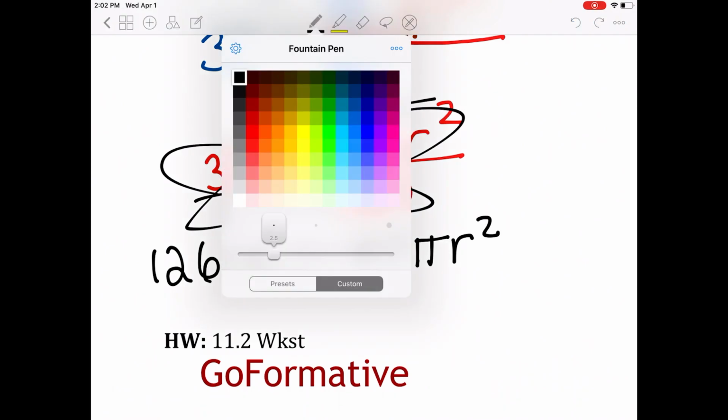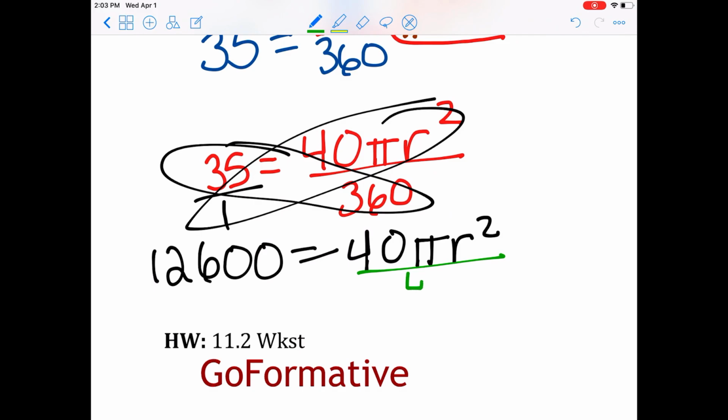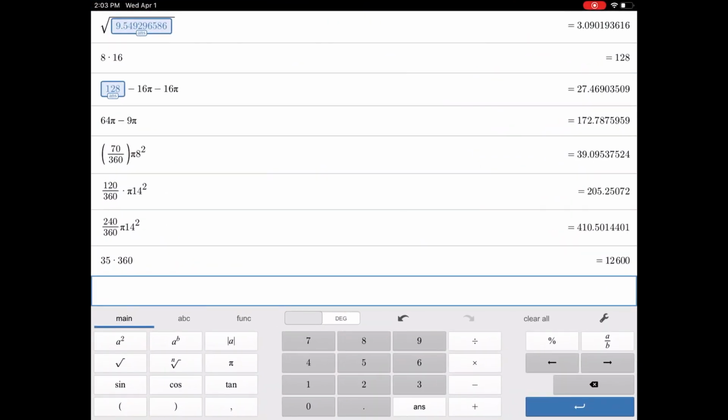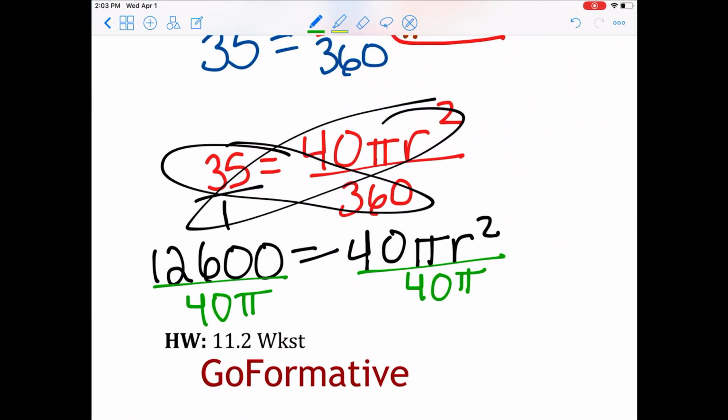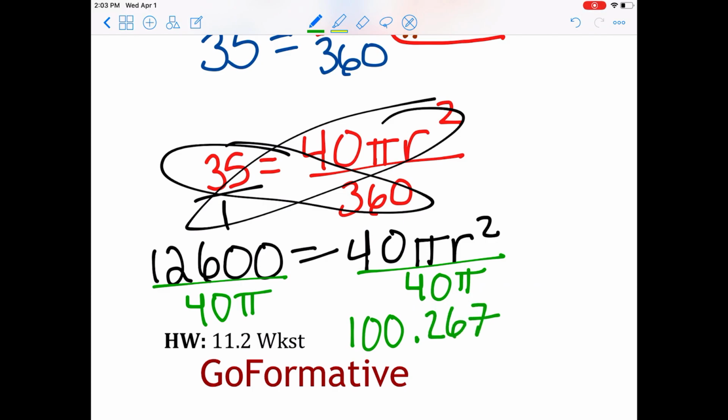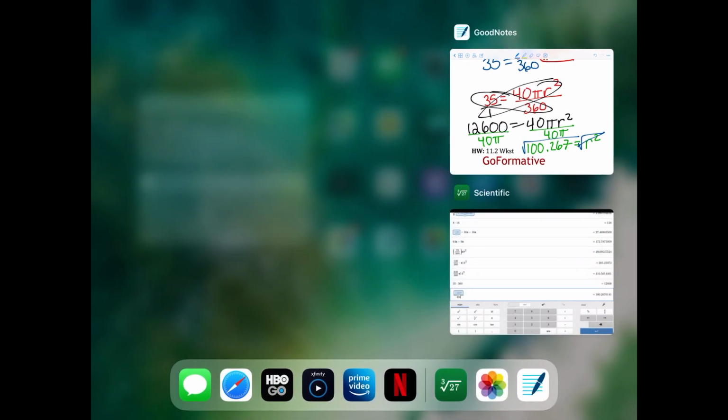Our next step to solving this would be to divide by 40 pi and divide by 40 pi. Let's do that. Answer divided by 40 pi. We get 100.267. So now we have 100.267 is equal to r squared. And you know what the next step is: to undo a square, you square root it. So let's square root that answer.